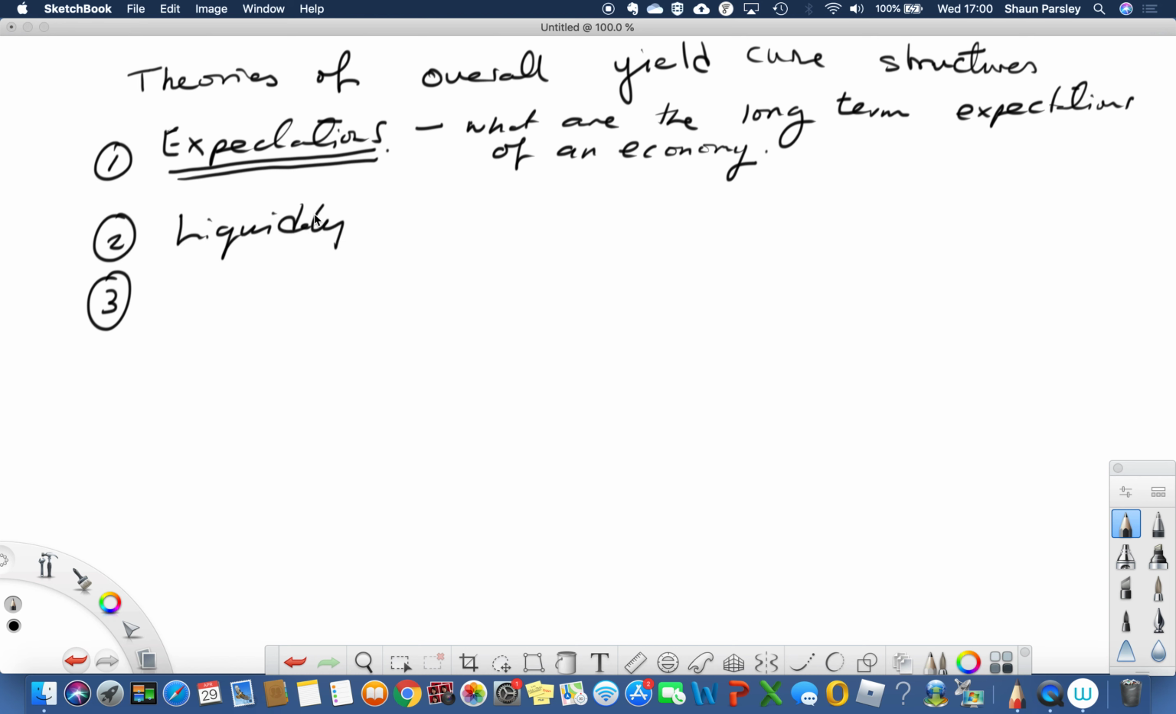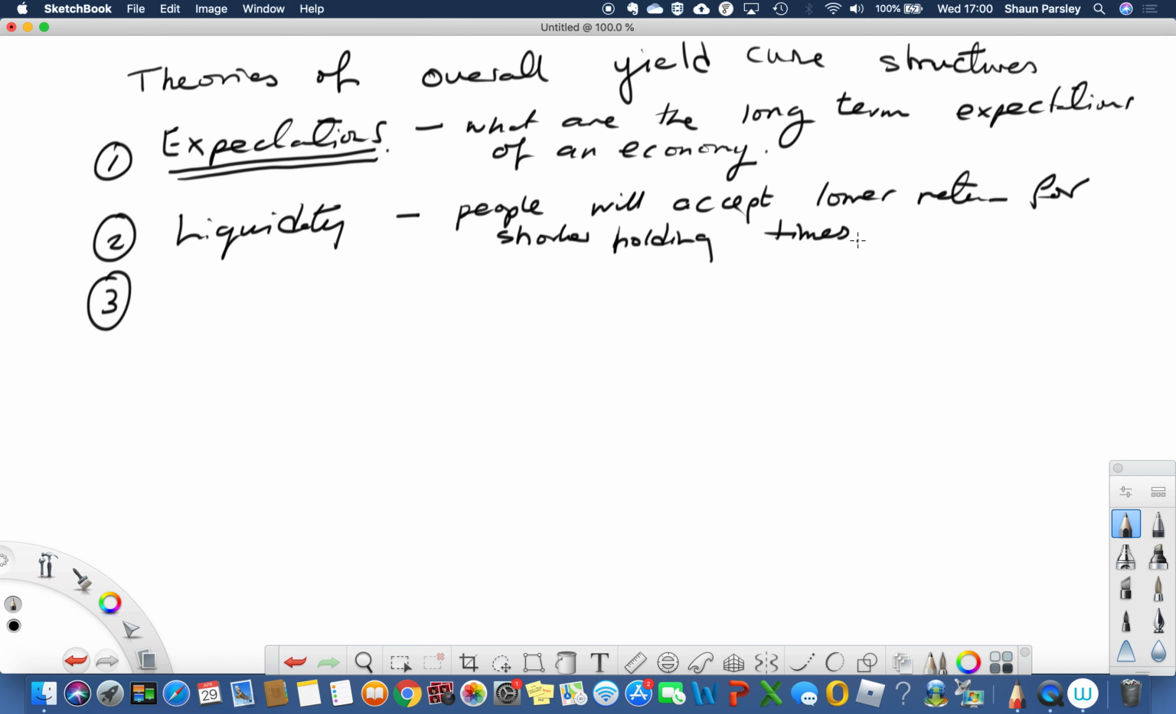Then liquidity. This is liquidity theory. So the shape says people will accept lower return for shorter holding times.